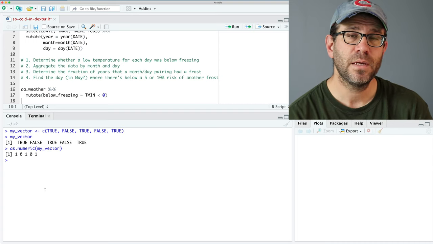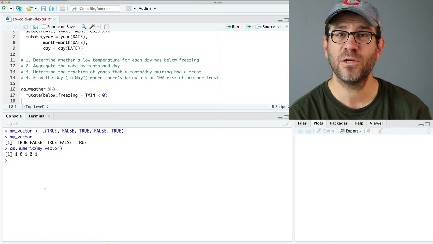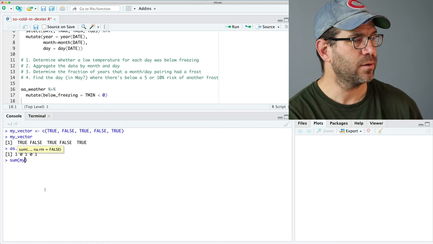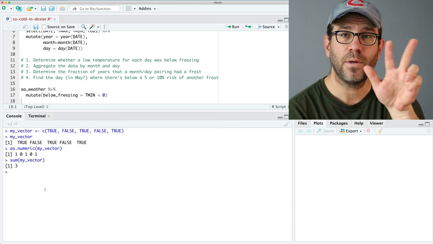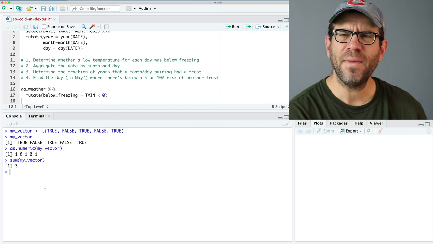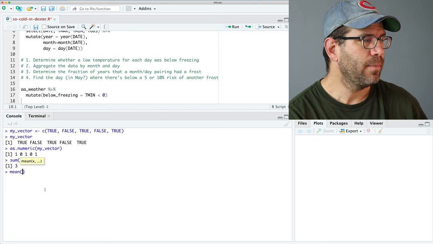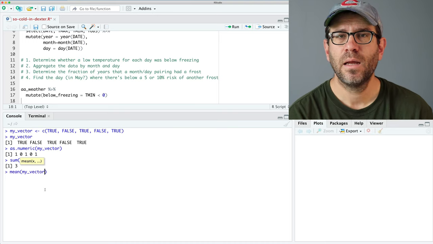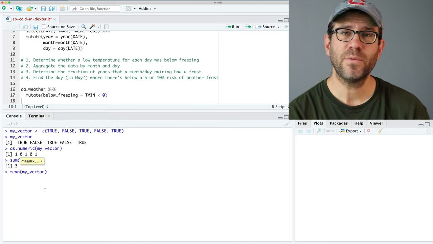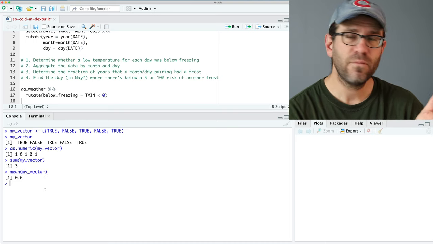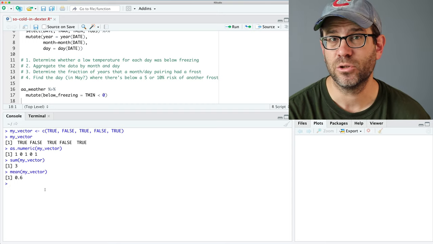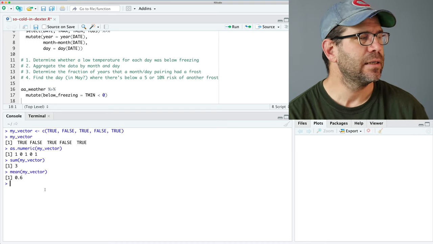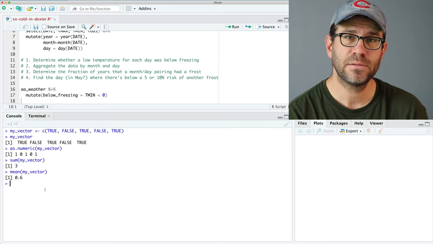Sum is going to add up all the values, and that will tell you how many values are true. So if I do sum(my_vector), we get 3. Now, what would mean be? Well, mean would be the average of all those zeros and ones, and that would tell you the fraction of the values in my_vector that are true. So that's pretty useful, pretty slick, and it's something we can utilize going forward.